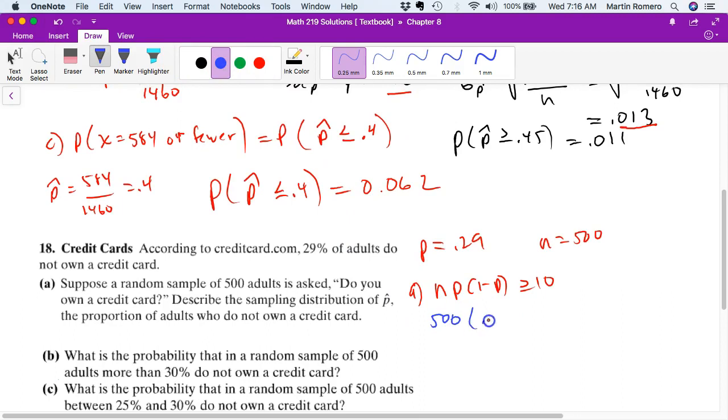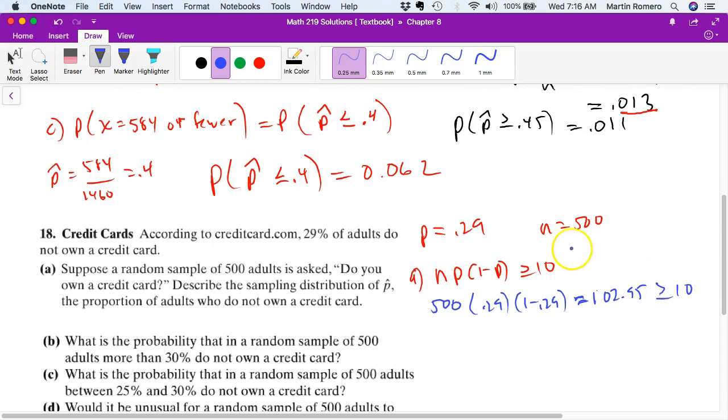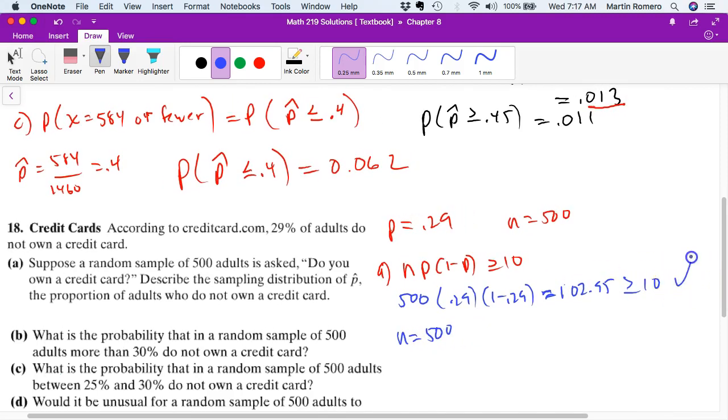500 times 0.29 times 1 minus 0.29, which is the complement. That is going to be equal to, let me do that calculation real quick. When we check that, that is going to be equal to about 102.95. That is greater than or equal to 10. And then in the next case, we know that n equals 500, so that's one check.